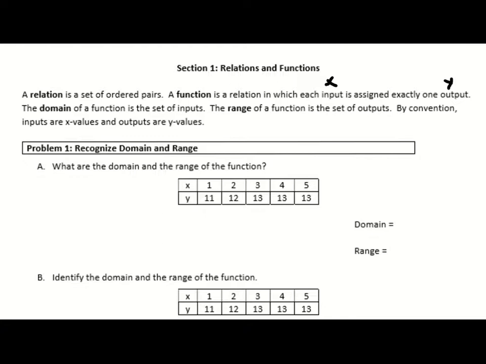What we're going to practice doing this week is identifying your domain and range given tables, some maps, some ordered pairs, and then get into identifying whether they are functions or not. So let's look at our first problem, recognize domain and range. Part A says, what are the domain and range of the function?